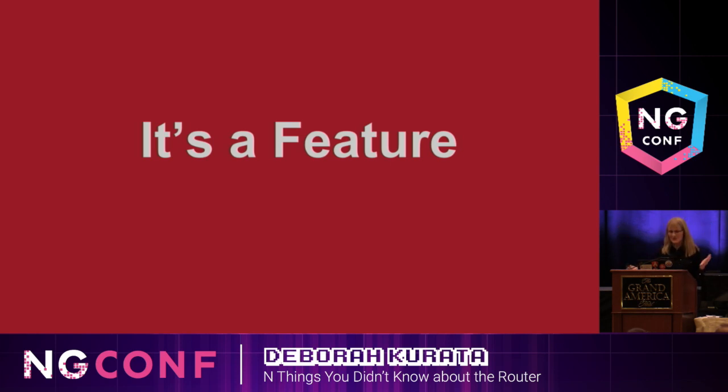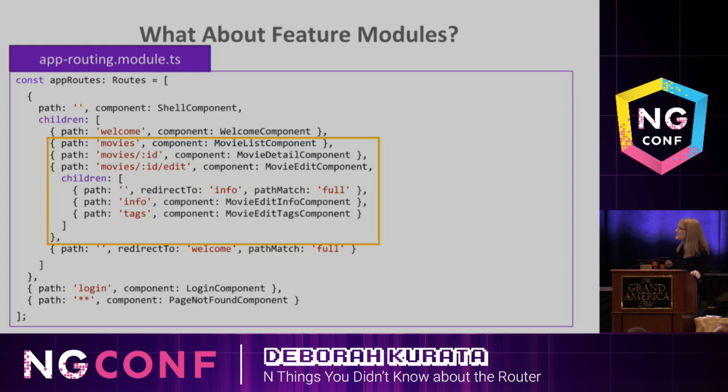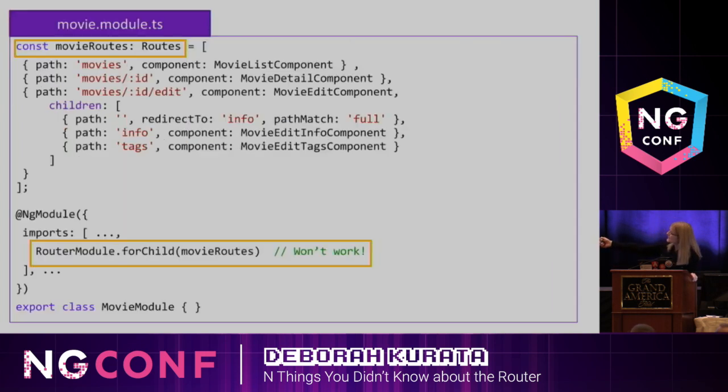So it's a feature. So what about a feature module? Here we have our constant, and we really want to take our movie stuff out of there because it doesn't belong in there. It should be in a feature module instead. So what do we do? Cut, paste, not too difficult. Then I do router module for child and pass in my constant.